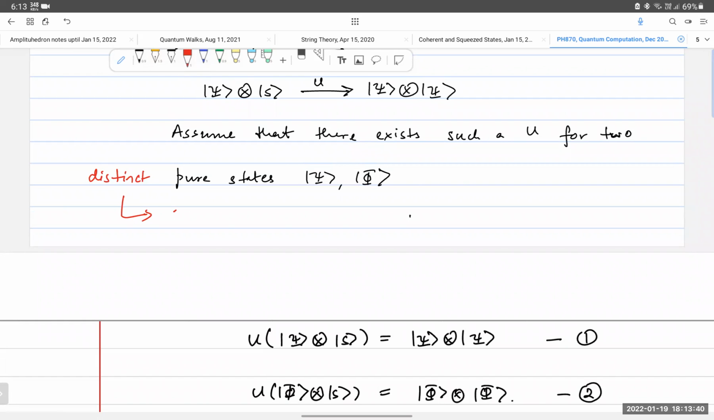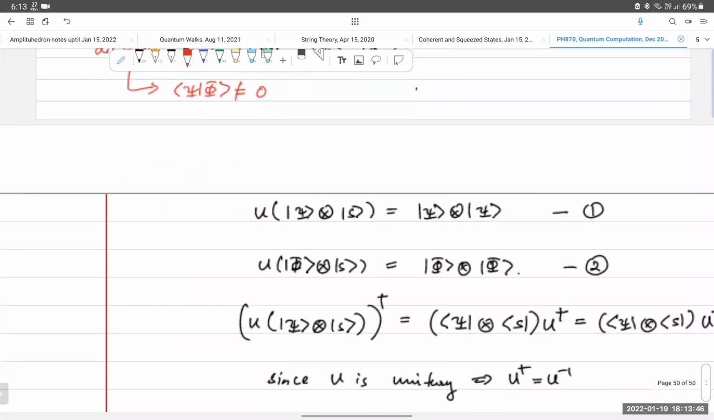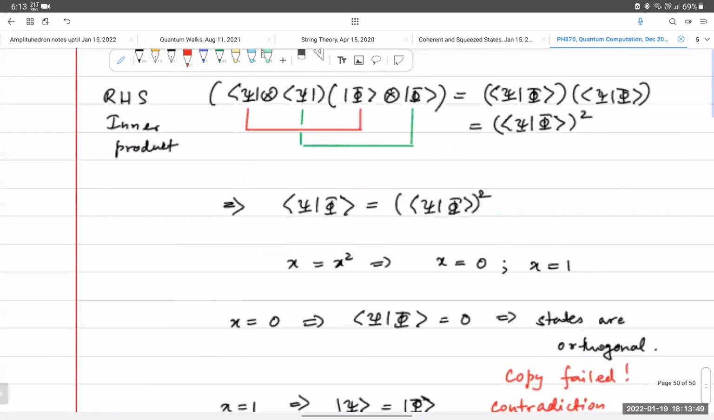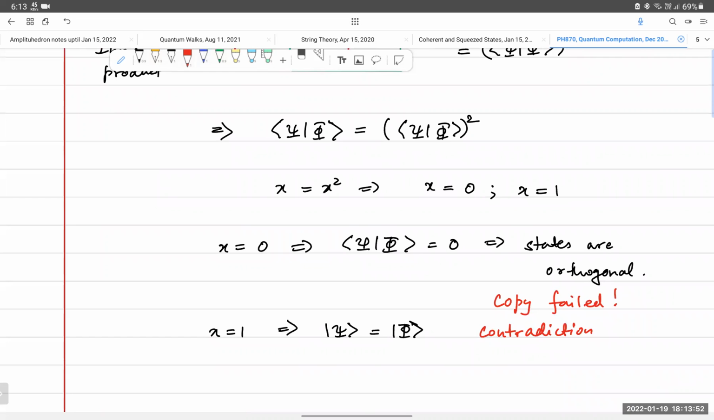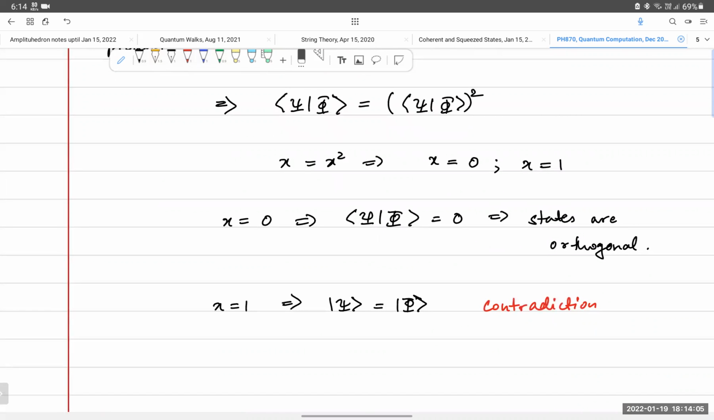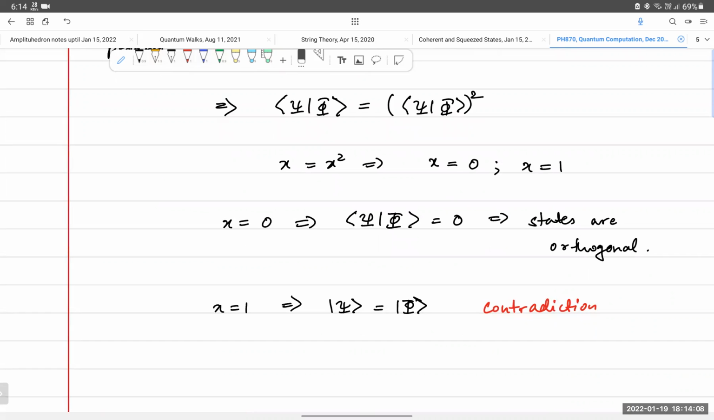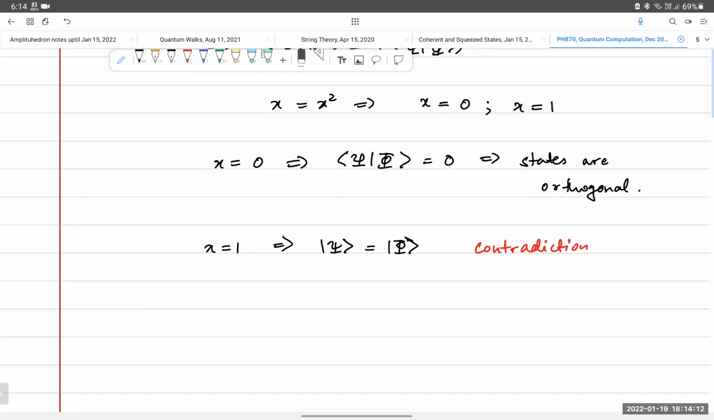Distinct means that the inner product is not zero, right? So if x is equal to 1, this is a contradiction to our initial assumption. And let me again correct myself once. If these states are orthogonal, that means that we can only clone those states which are orthogonal to one another. So the statement is the following: only orthogonal states can be cloned, right?